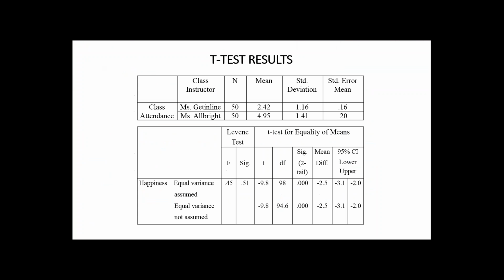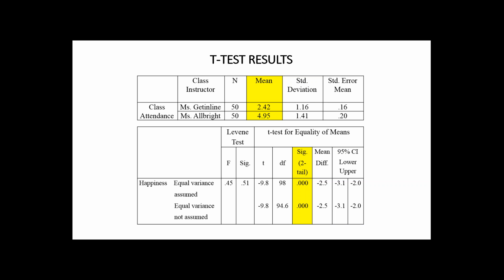It told us that the t-test for Ms. Gettenlang and Ms. Albright regarding days of the week attended had a significant mean difference. So as we said, when you look at the second box where it says sig, we see it's below 0.05. It's a significant difference between the means, right?